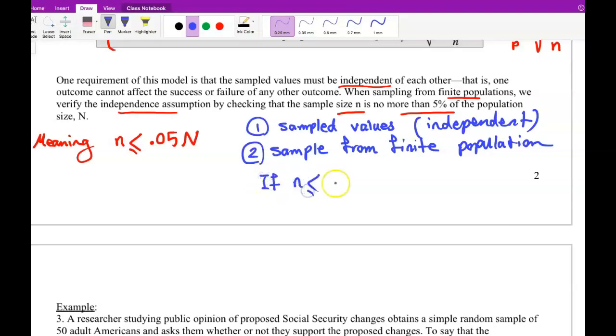So if n is less than 5% of the population size, that means here.